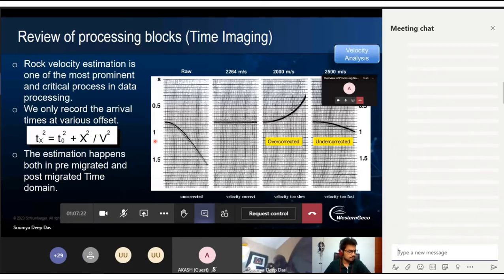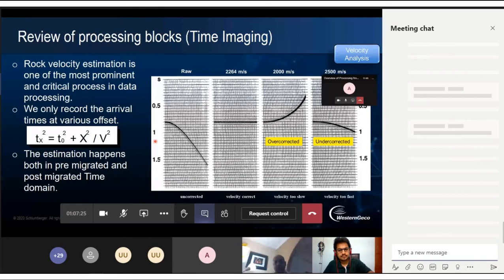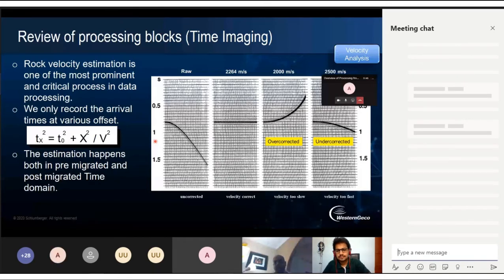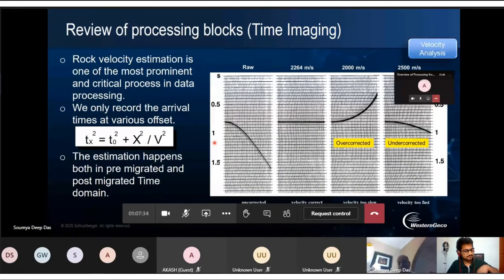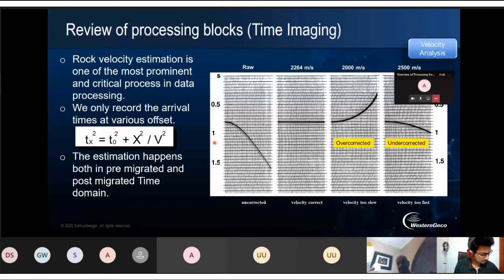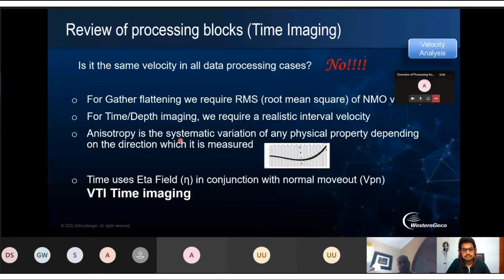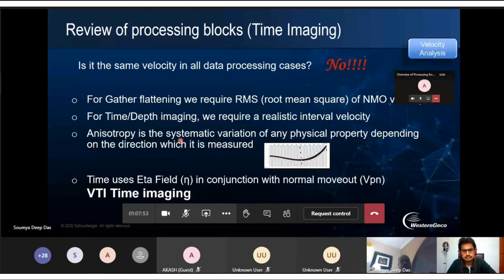I would like to quickly also introduce the concept of anisotropy here. Somebody has to be the timekeeper if I'm going overboard. Anisotropy is a systematic variation of any physical property depending on the direction in which it is measured. For time, it is eta, which means the far offset correction. It is also called the hockey stick effect. You can ask me what VTI, HTI, TTI mean, but I guess you know; if not, I can explain it.